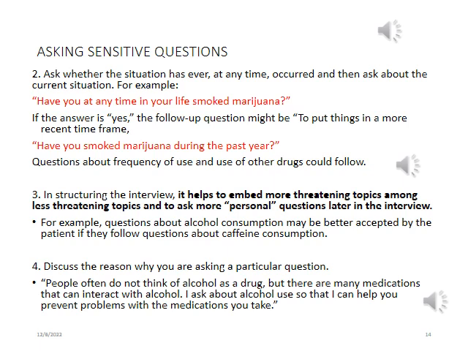Sometimes it is helpful to discuss the reason why you are asking a particular sensitive question. For example, people often do not think of alcohol as a drug, but there are many medications that can interfere with alcohol, so you may discuss this point. I ask about alcohol use so that I can help you to prevent problems with the medications you take. By explaining the reason you are asking about alcohol, the patient can answer it honestly and take it easy.